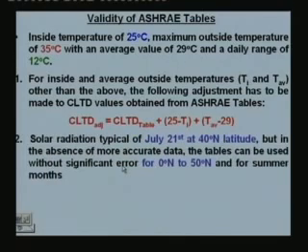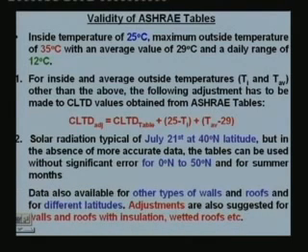And this data is also applicable to solar radiation typical of July 21st at 40 degrees north latitude. But in the absence of more accurate data, the tables can be used without significant error for 0 degrees to 50 degrees north latitude for summer months. Okay. And data is also available for other types of walls and roofs and for different latitudes. And adjustments are also suggested for walls and roofs with insulation, wetted roofs, etc.